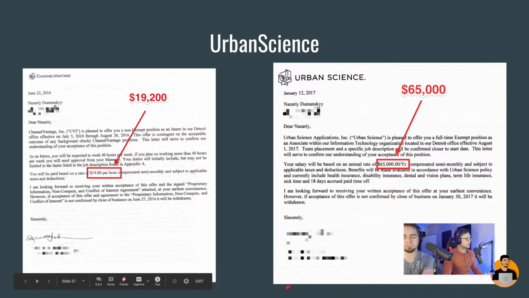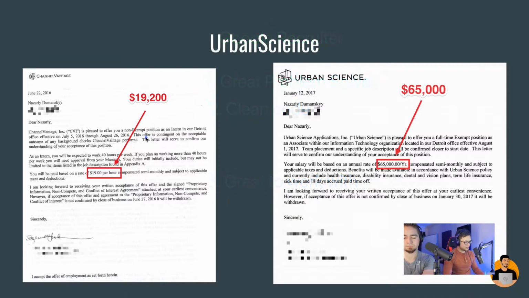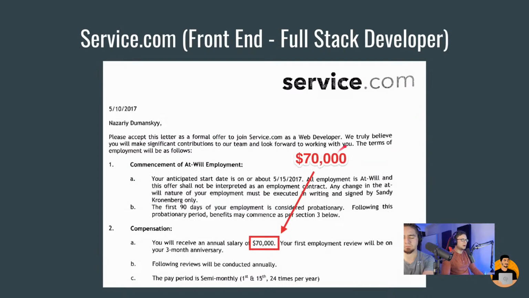Here are some examples of just my kind of letters that I got from companies, right? In terms of what I got, the jobs that I got. Let me go ahead and take a look at this. You can see here, for example, I made $19,000, almost $20,000 as my first job right here, making 19 per hour. So this wasn't too bad. This was my first developer job at the company called Urban Science. And then after this internship, they actually offered me a full-time job for $65K. Now, I did not actually take that job. I actually took a job at a company called Service.com, because they offered me $70K right away, right after college.